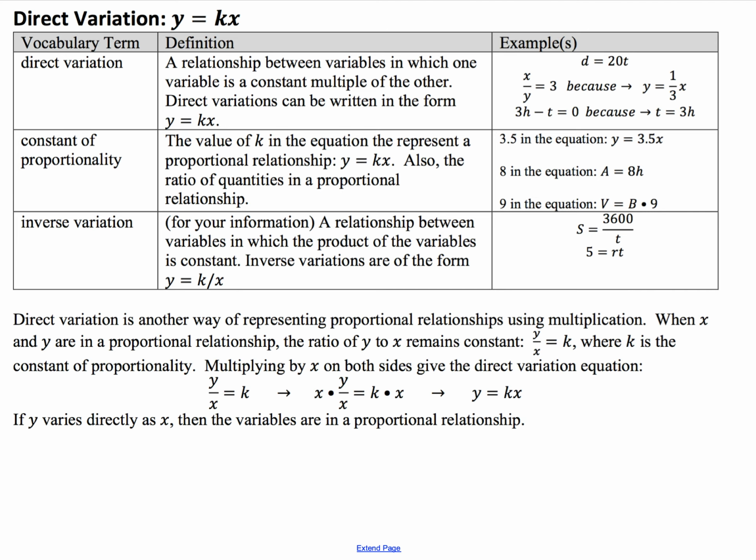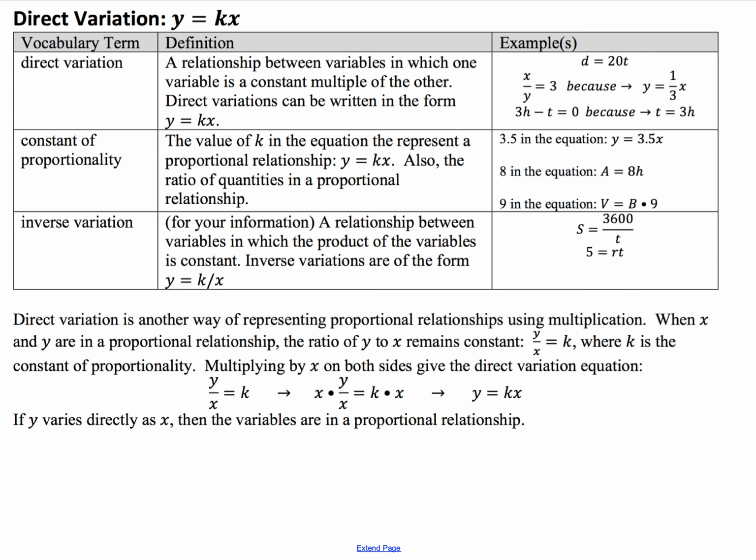The constant of proportionality: the value of k in the equation that represents a proportional relationship, y equals kx. Also, the ratio of quantities in a proportional relationship. For example, 3.5 in the equation y equals 3.5x, 8 in the equation a equals 8h, 9 in the equation v equals b times 9.